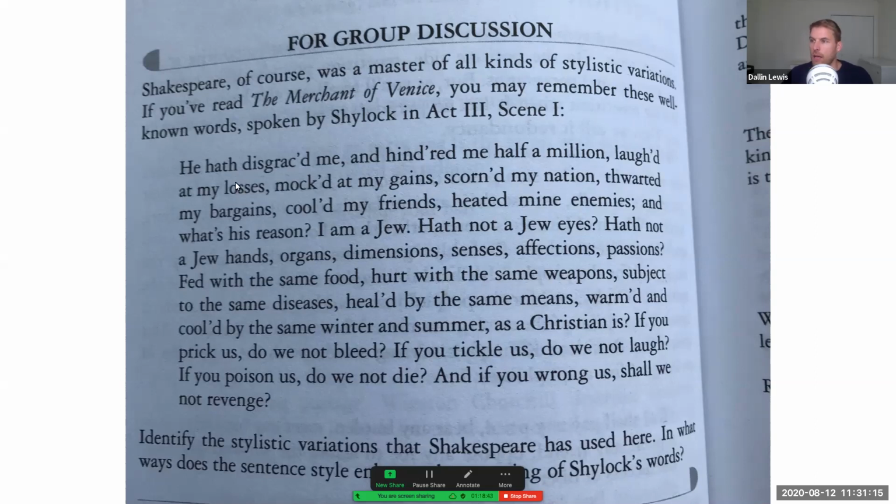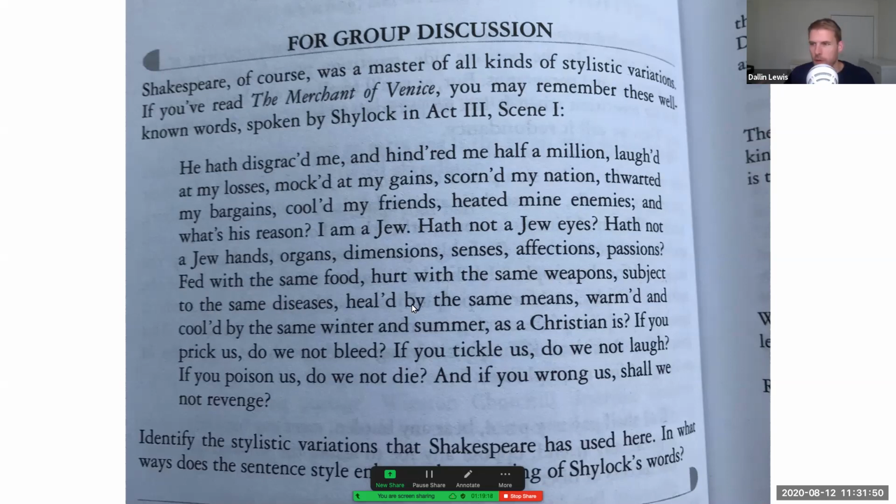We also have a lot of repetition, where we have a series of past participles, a lot of perfect verbs: disgraced me, hindered me, laughed at my losses, mocked at my gains. Repetition of my, repetition of me, here's another my, and so forth. We also see it down here: fed with the same food, hurt with the same weapons, subject to the same diseases, healed by the same means.